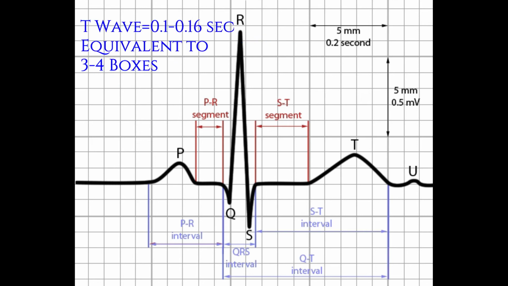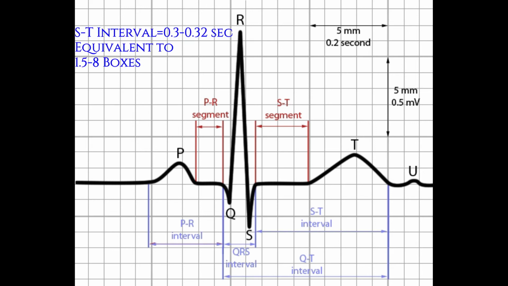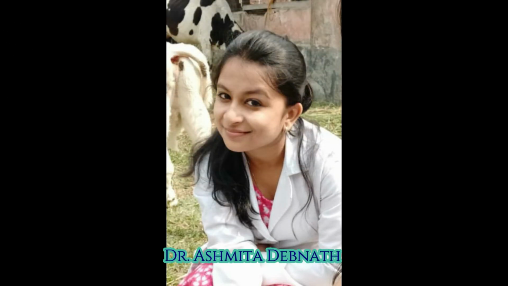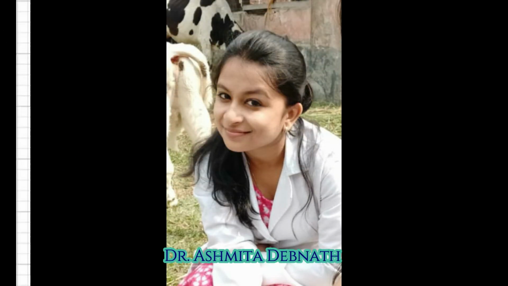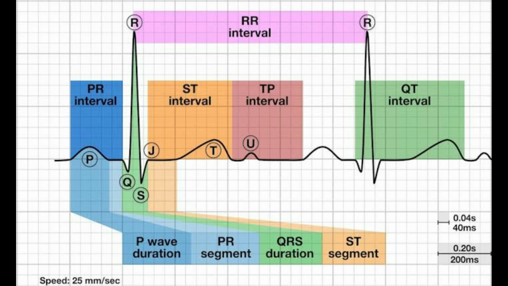The T wave interval is 0.1 to 0.16 second, which is equivalent to 3 to 4 boxes. The ST interval is 0.3 to 0.32, which is equivalent to 1.5 to 8 boxes. Thank you. Now over to Dr. Ashmita. Thank you, Marian. Now I will discuss conditions where these waves have different millivolt or second values represented in the ECG paper.